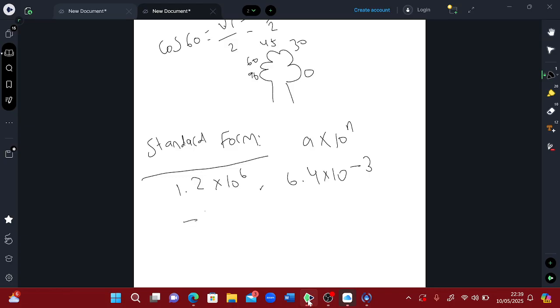So you could have negative 3.865 times 10 to the squared. Right, that's standard form. But the second you move away from that, so if you then say, well, 15 times 10 to the 6. No, because you've gone over 10. As long as you reach 10 or more, it's no longer standard form.